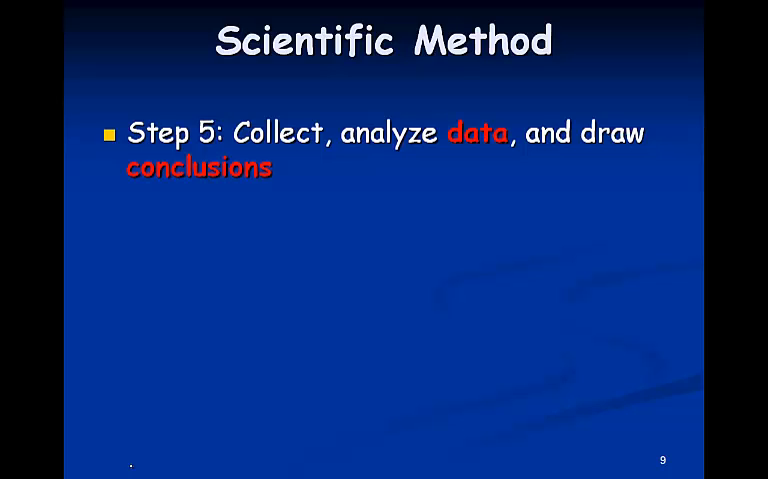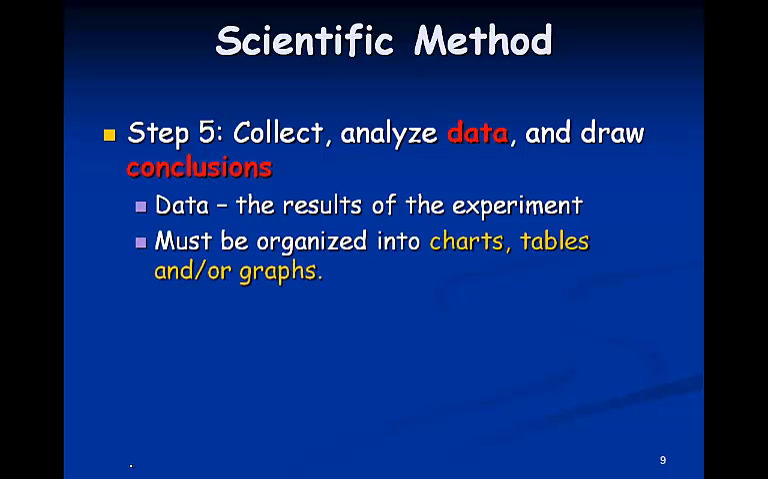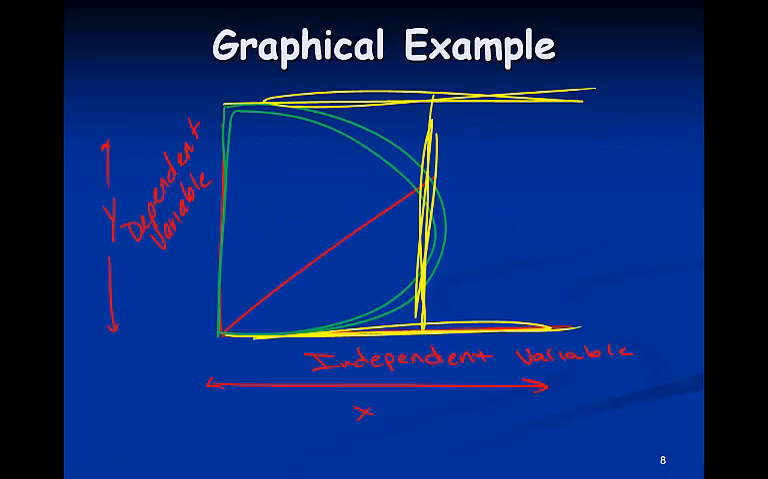Our next step, after we've done our experiment, is to collect and analyze our data and draw conclusions. Our data is going to be the results of our experiment. And if we just have a whole bunch of raw numbers, it doesn't help us very much. So we would organize it into tables, charts, and graphs, like we saw on this slide.